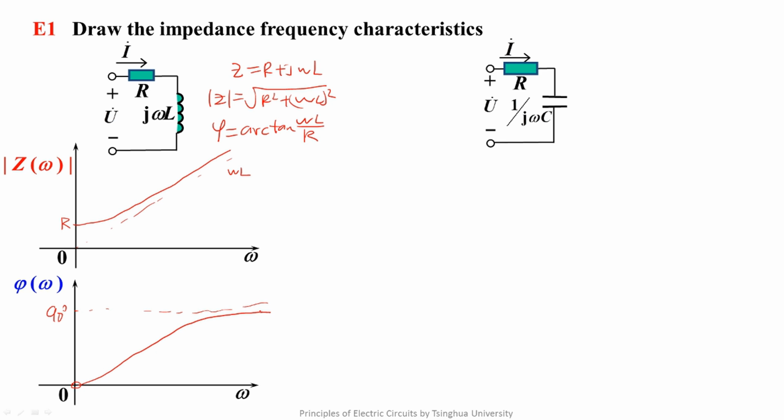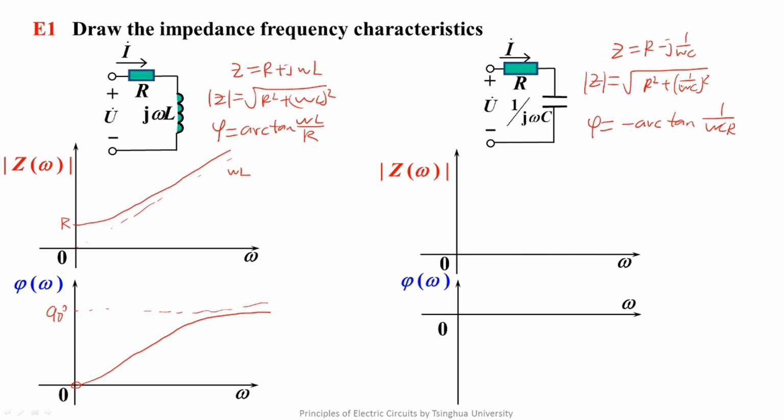Next is the serial connection of the resistor and capacitor. Similarly, we have its module is, its impedance angle is. We can also draw its AF characteristic and PF characteristic.